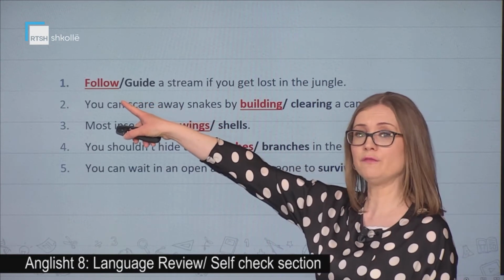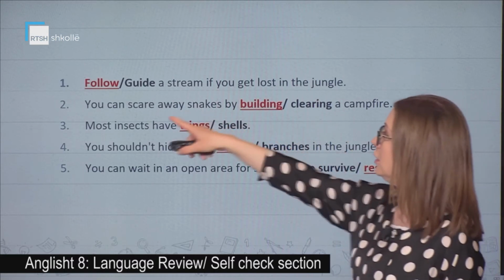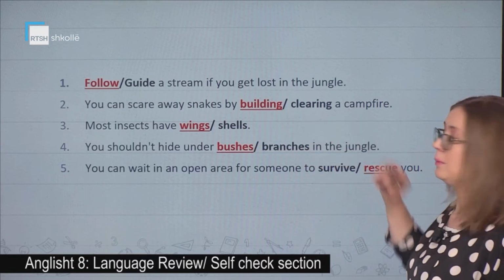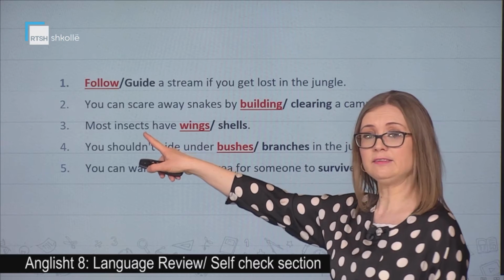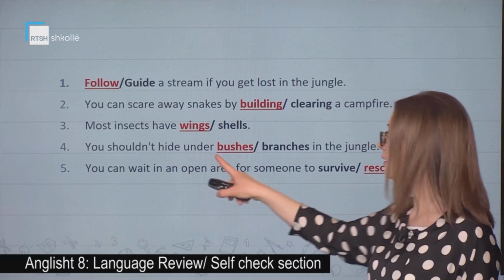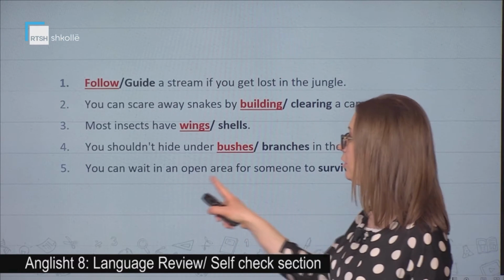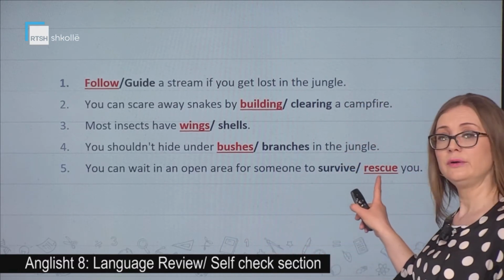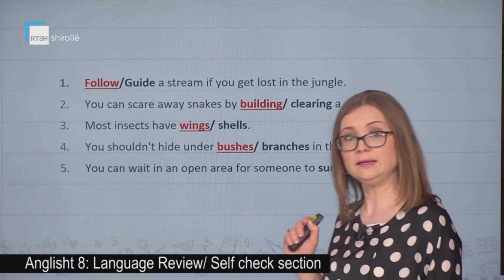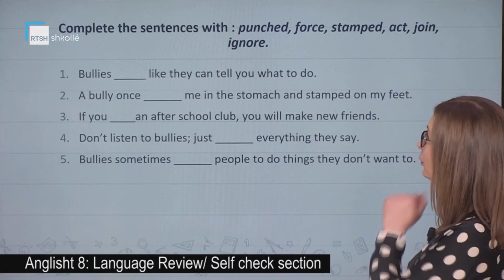In the first one we have: follow a stream if you get lost in the jungle. You can scare away snakes by building a campfire. Most insects have wings. You shouldn't hide under bushes in the jungle. You can wait in an open area for someone to rescue you. Those are the words for you to choose in each of the sentences in this exercise. Let's go on with another one.